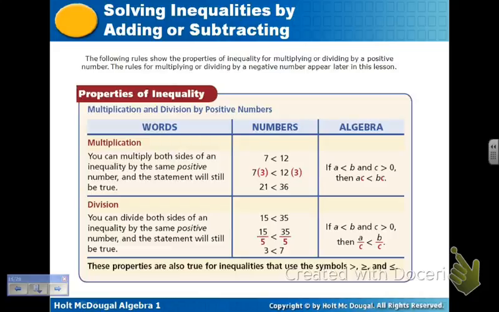All right. We're switching now to multiplication and division. And there's a little extra that we need to learn here. You can multiply both sides of an inequality by the same positive number, and the statement will still be true. And also with division, you can divide both sides of an inequality by the same positive number, and the statement will still be true.